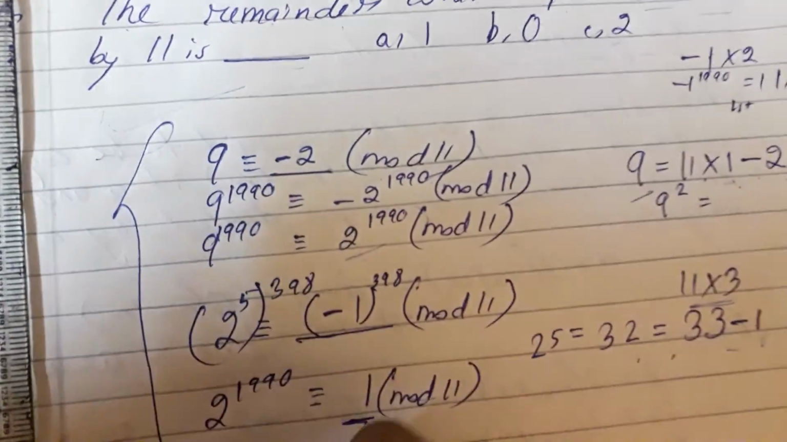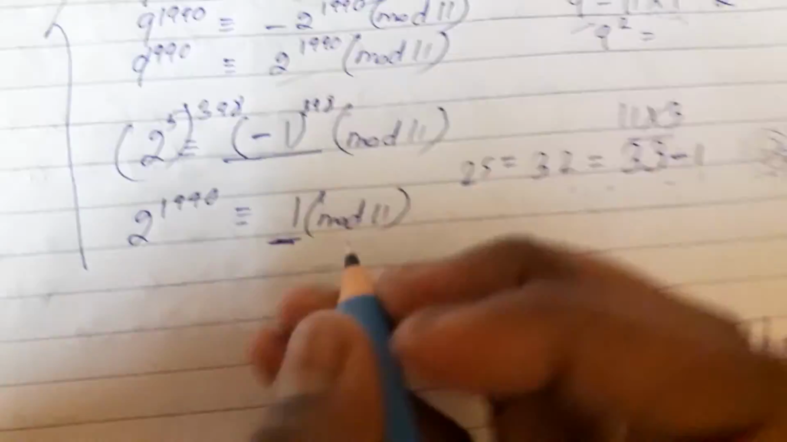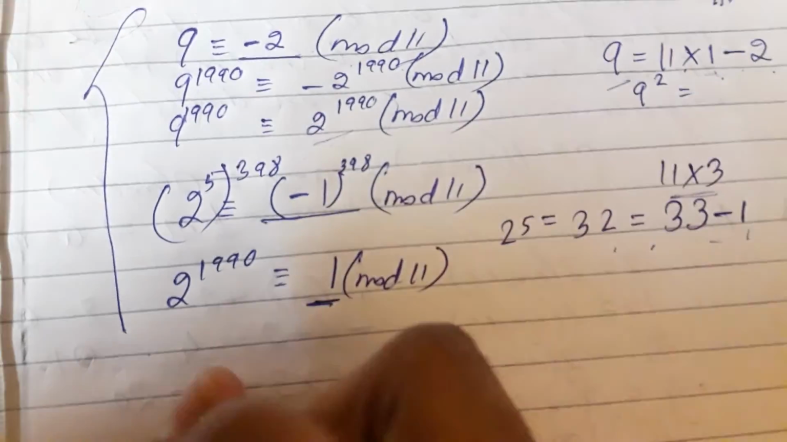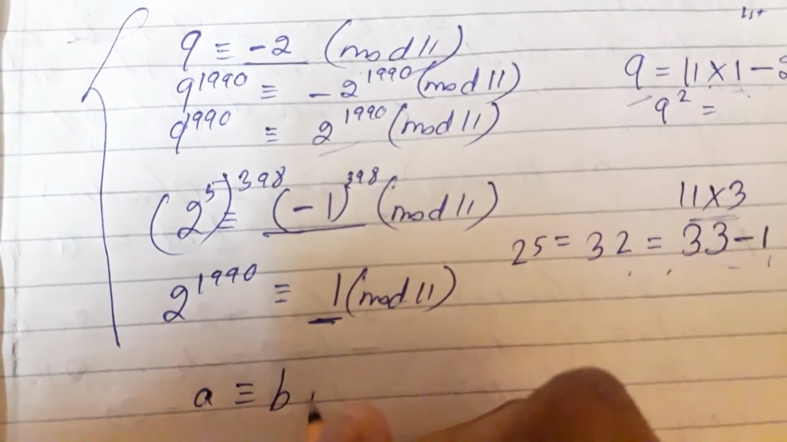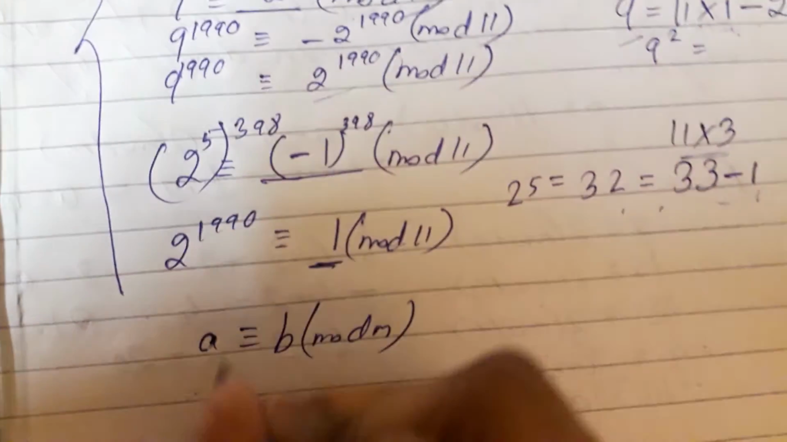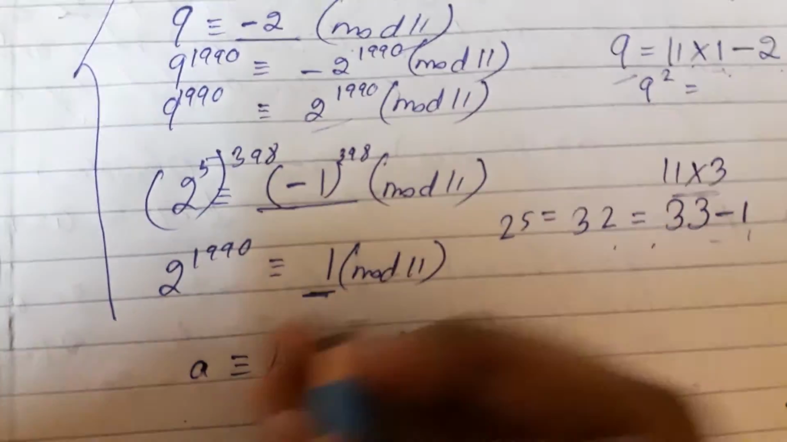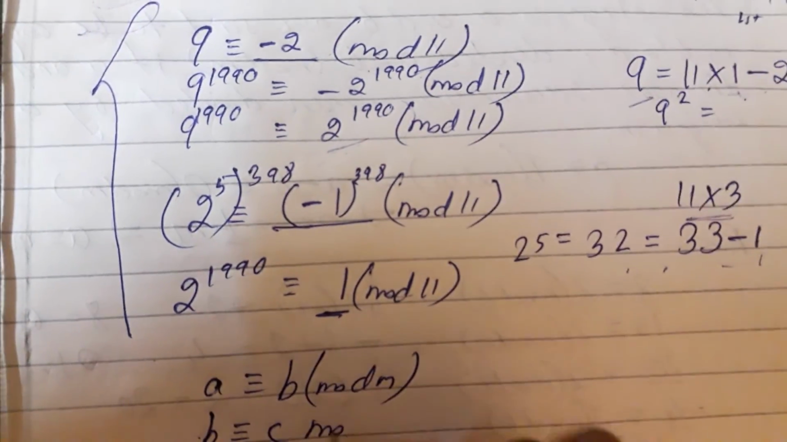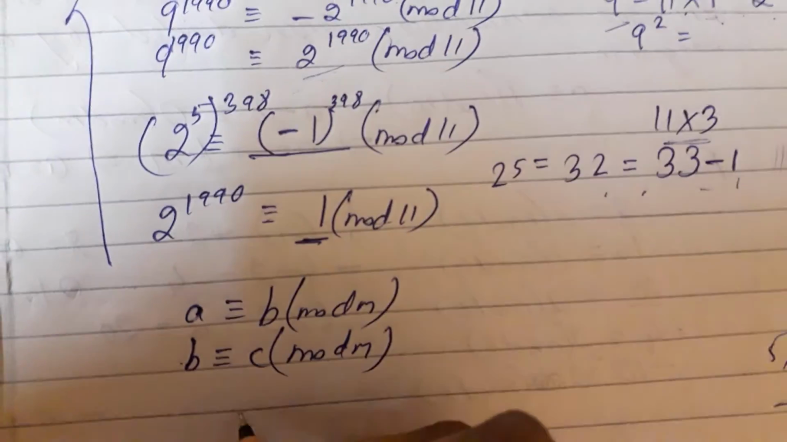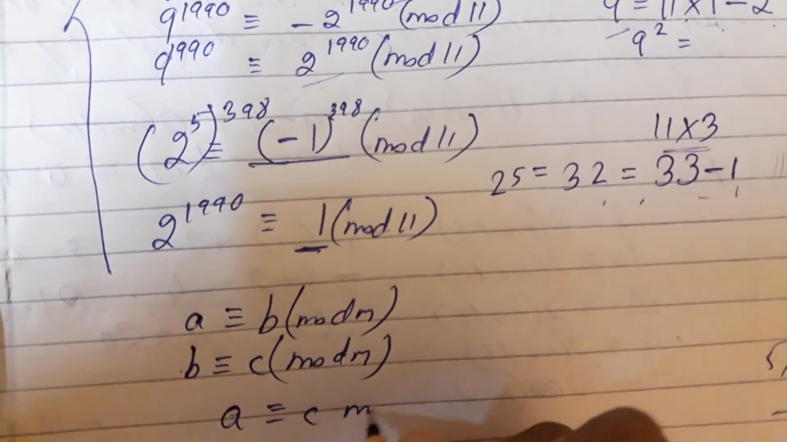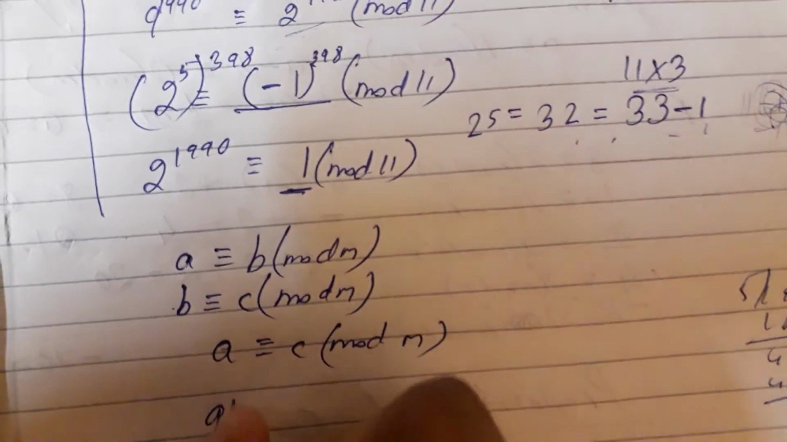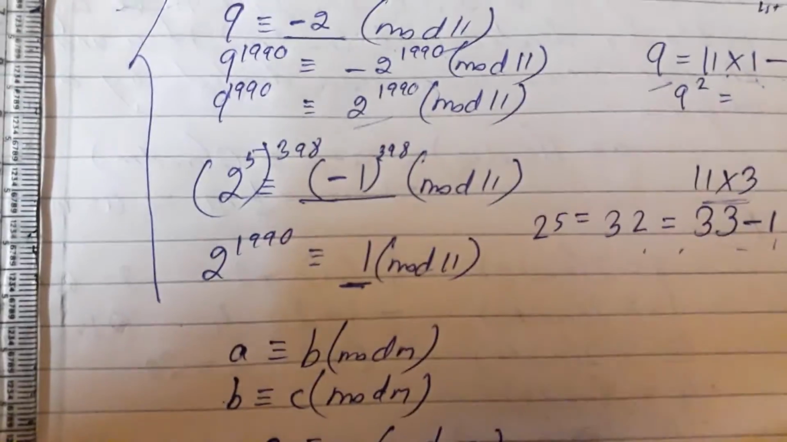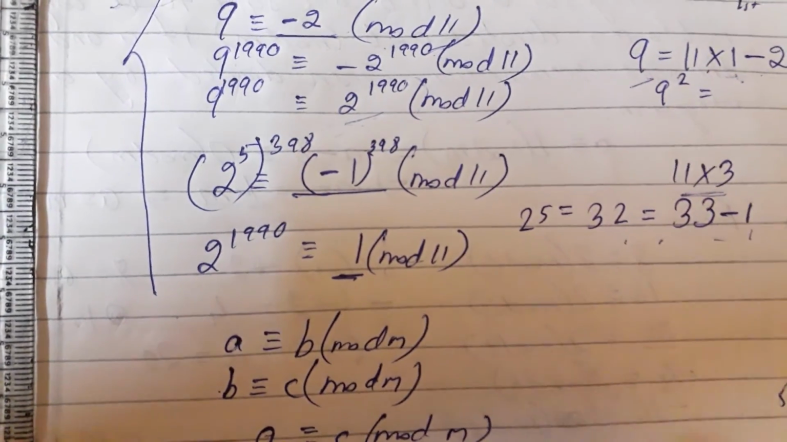See, this is the first property. In the first property you have learned that if A congruence B modulo M and B congruence C modulo M, then we can write A congruence C modulo M. So in this case also we can write 9 to the power 1990 congruence 1 modulo 11.